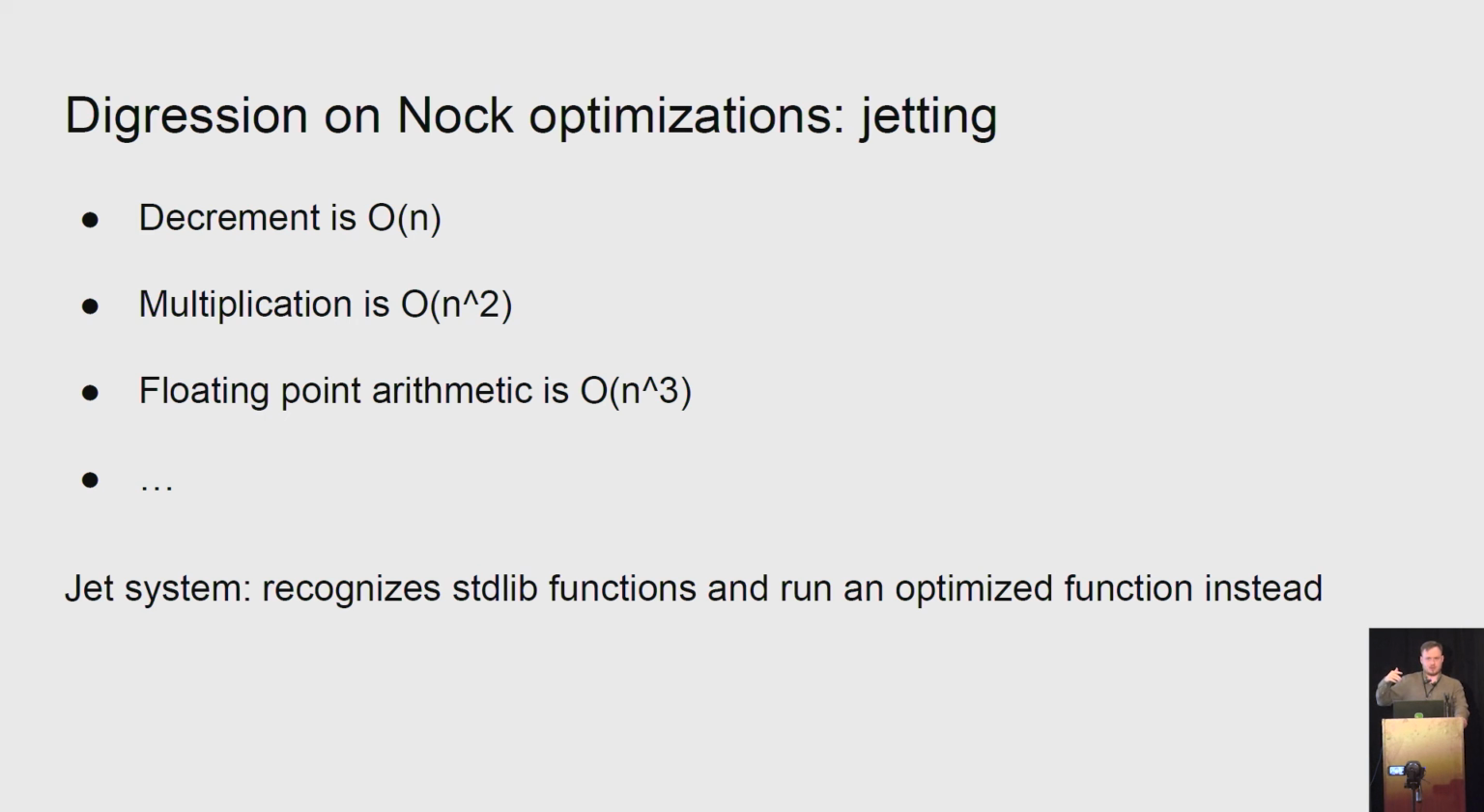If you want to think about this in terms of the bit width of the atom, you need to add an exponent in here. So it's e to the n squared, e to the n cubed. So obviously no normal mathematical operations can run well in this environment. And this is where we use the jet system, which recognizes the standard library functions that we have defined in Nock and runs an optimized function instead.